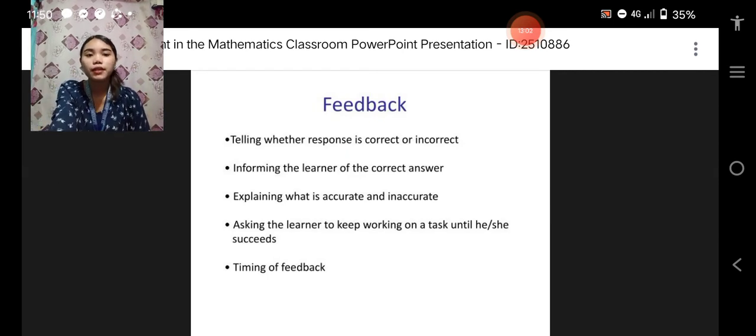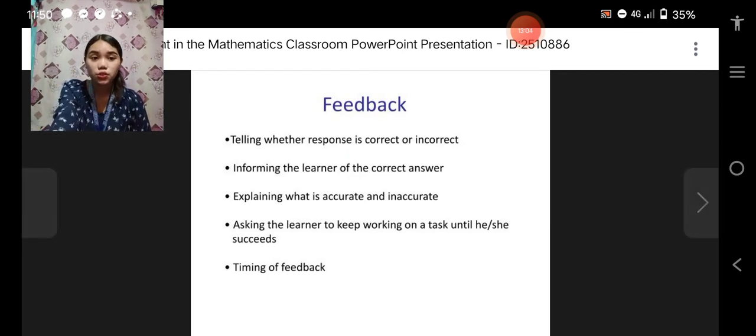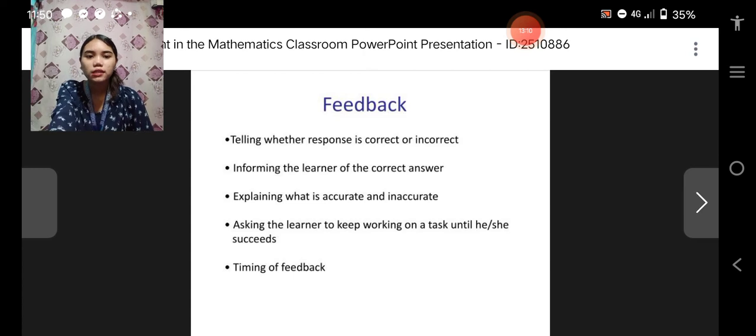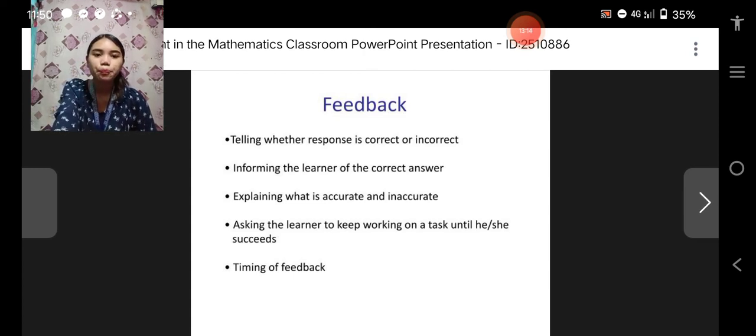So the feedback is telling whether the response is correct or incorrect. So the teacher should also provide feedback for his student. And the second one is informing the learner of the correct answers. And the third one is explaining what is accurate and inaccurate. And the fourth one is asking the learner to keep working on a task until he or she succeeds.